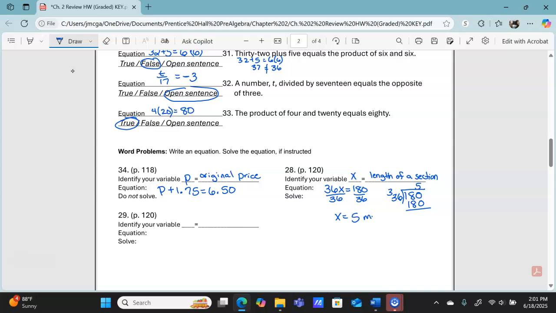Number 29 says Brian bought a used bike for $25 less than its original price. He paid $88 for the bike. What was the original price? So let's let P be the original price. You could have used a different letter. That's fine. Whatever the original price is, he paid $25 less than that. So we're going to subtract 25 and get 88. So to solve it, we add 25 to both sides, and we get the original price being $113.